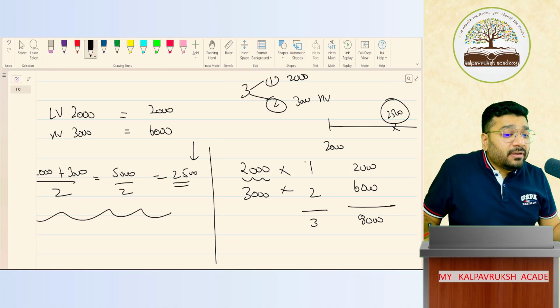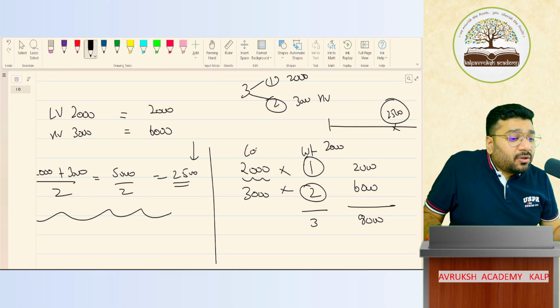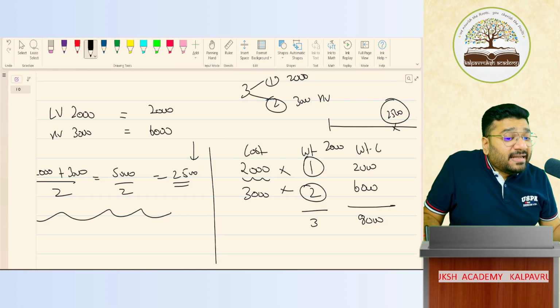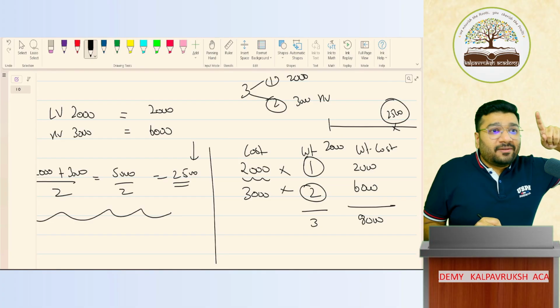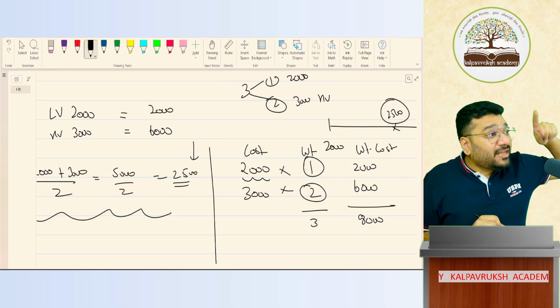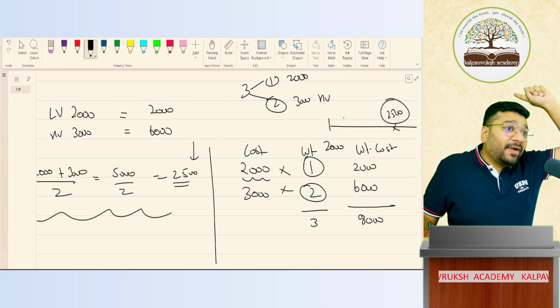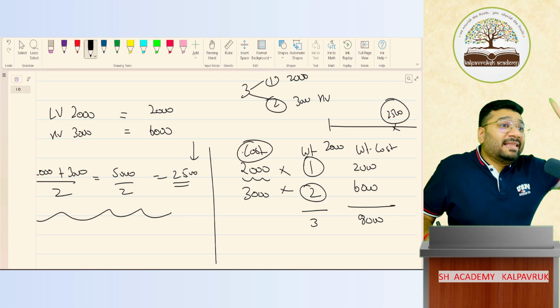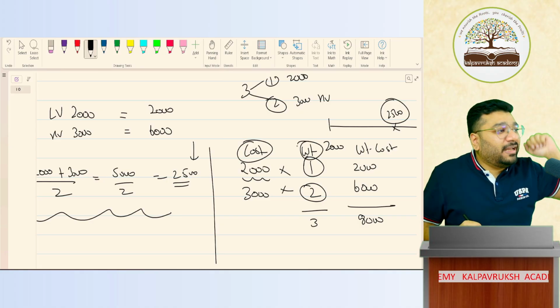Divide by 3. This 1 and 2 is called weight. This is called cost. This is called weighted cost. This tabular column, can you recollect somewhere? Goodwill. In goodwill also we had the simple average profit method. Then we had the weighted average profit method. There the profit, here the cost. Their weightage was 1, 2, 3, 4, 5 years. Here the weightage is the quantity of the inventory.